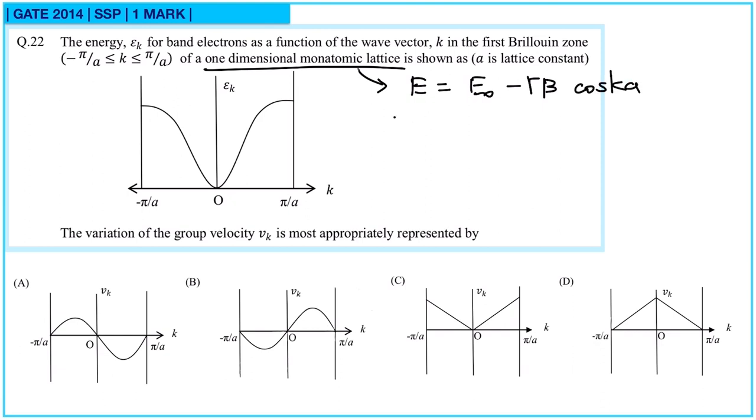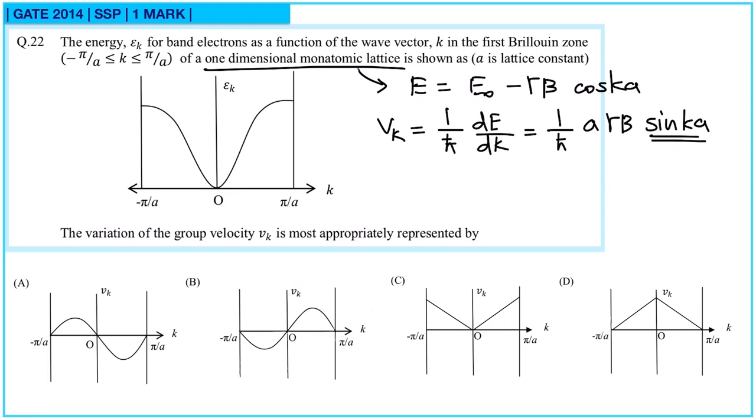Now, if you want to find the variation of group velocity, then Vk is equal to 1 upon h cross dE by dk, that is d omega by dk. So this will be 1 upon h cross a, from here cos ka, and then it will be gamma b, and the derivative of cos is minus sin. So this minus sign will be taken care of, into sin ka. So it is a sine function, so you will get a sine function.